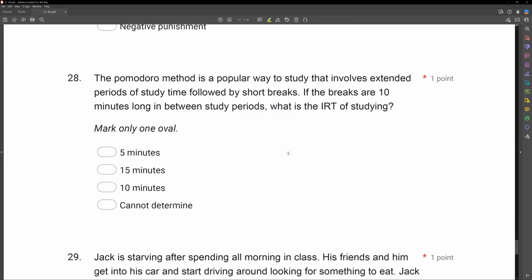Some of them are going to be super easy. What do we do on the easy questions? Trust our prep, answer it, move on. So, what are we looking for? We're looking for IRT, inter response time, time in between two responses. We know we're using this Pomodoro method that involves breaks, and we know the breaks are 10 minutes long in between study periods. So, you study for an hour, break 10 minutes, start studying again. So, our time in between responses is 10 minutes. So, the inter response time is going to be 10 minutes.